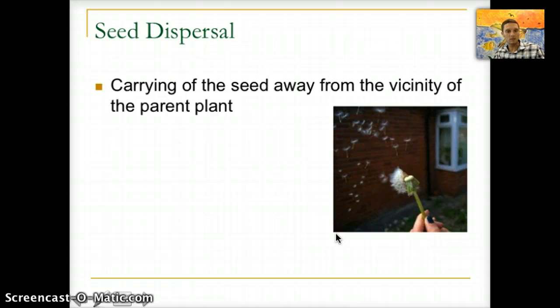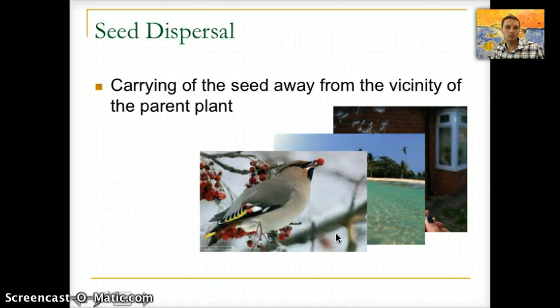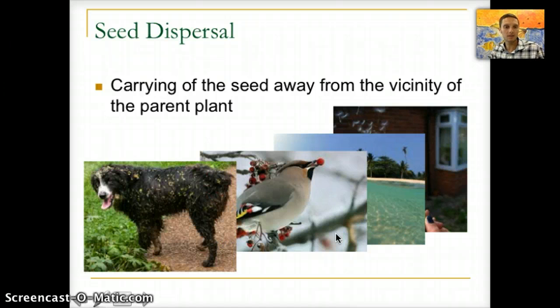One of those can be wind. You've probably seen dandelions. You can spread those very easily. Water is another way to disperse seeds. And animals are also a great way to disperse seeds. Think about fruit. It's a way to attract animals to come and eat the berries or the fruit and then go somewhere else, and after digestion they poop out those seeds in a different location. Little stickies, seeds that stick to the fur of a dog or maybe your socks, can get dispersed.